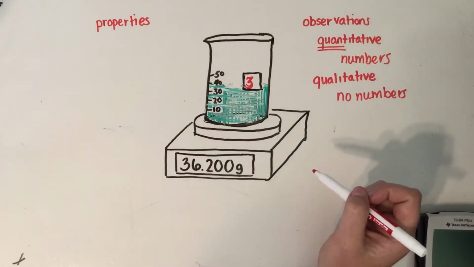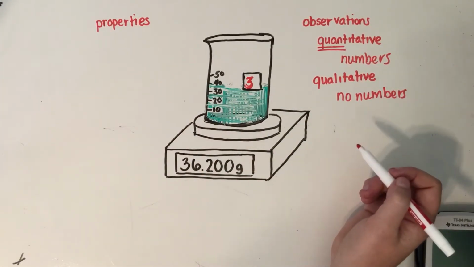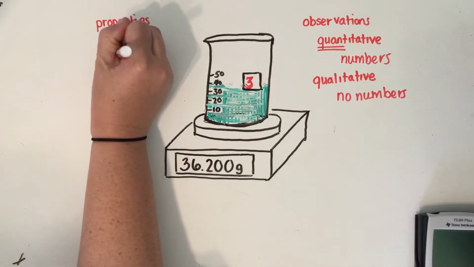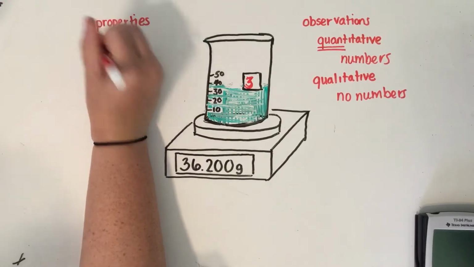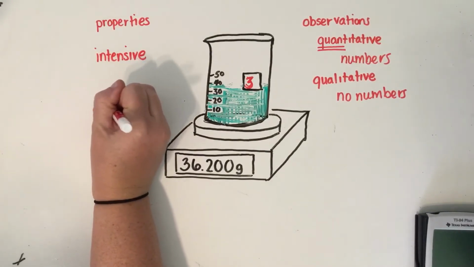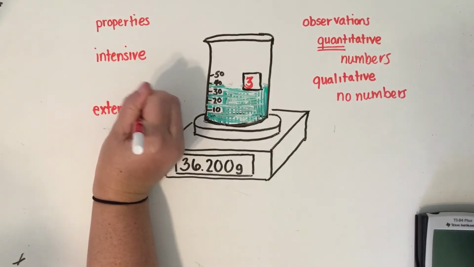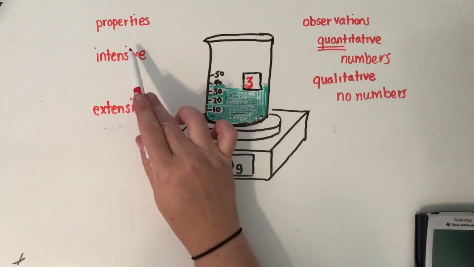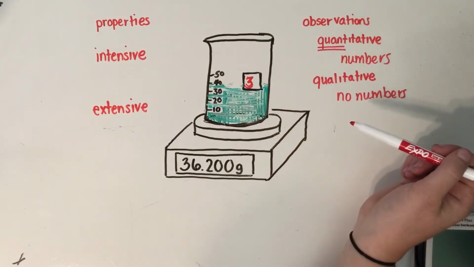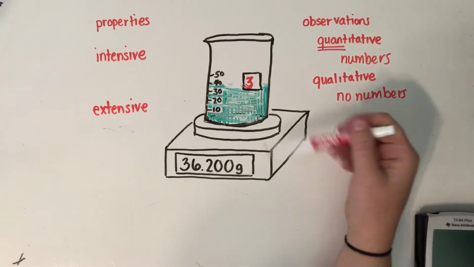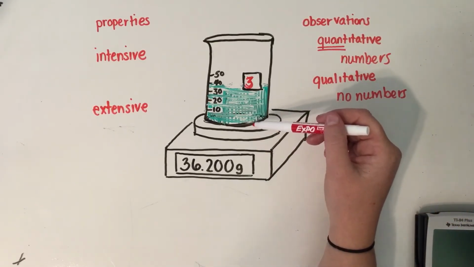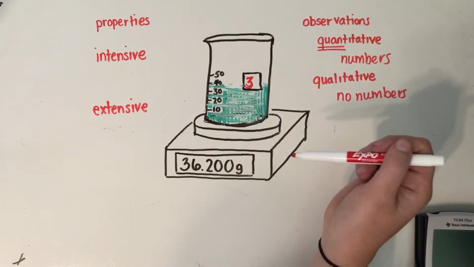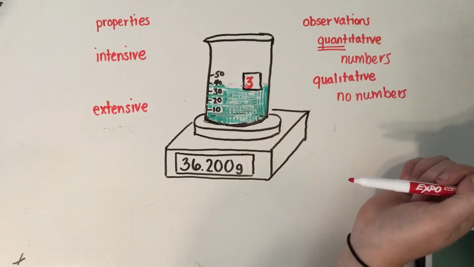Properties are classified in a slightly different format. Properties are classified as being either intensive or extensive. Intensive and extensive are descriptions of the properties, not the specific observations. So if we go back to my example where I said sample 3 is green, what I was describing is the color of sample 3. So color would be the property. The fact that it's green would be the observation.